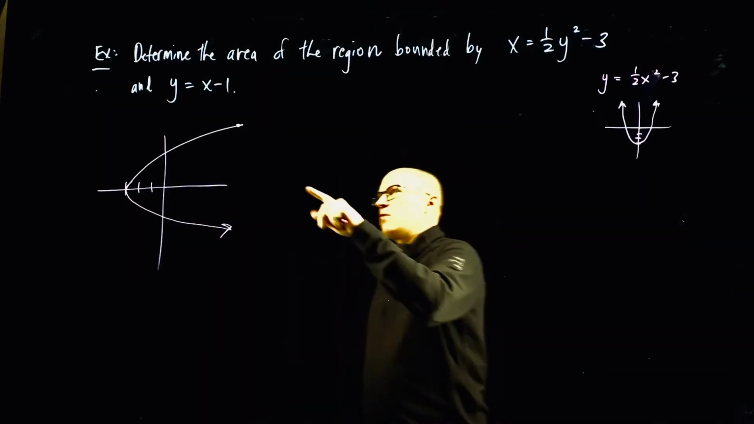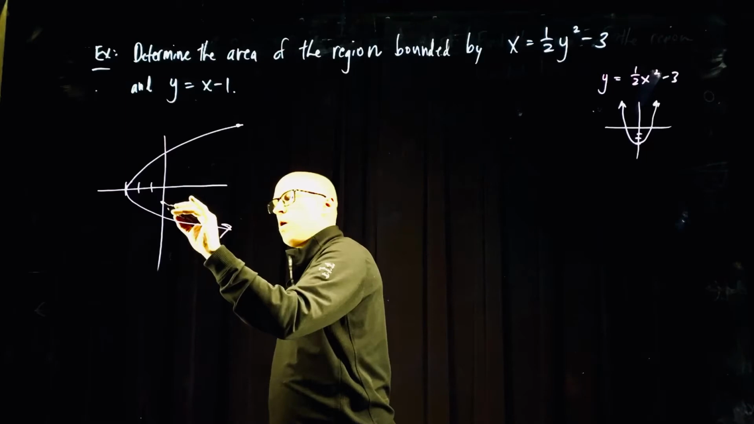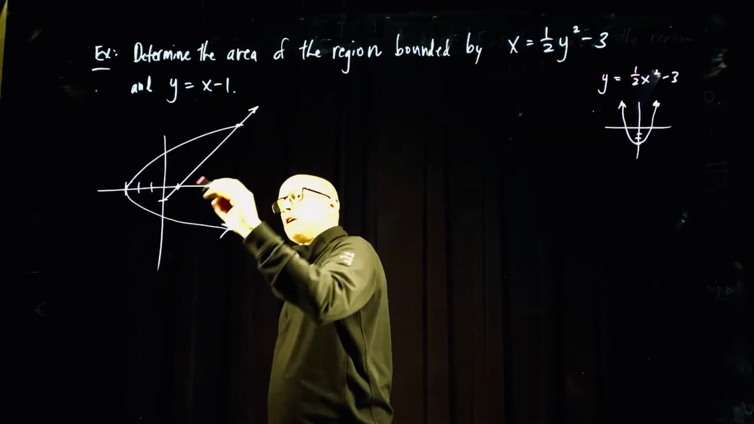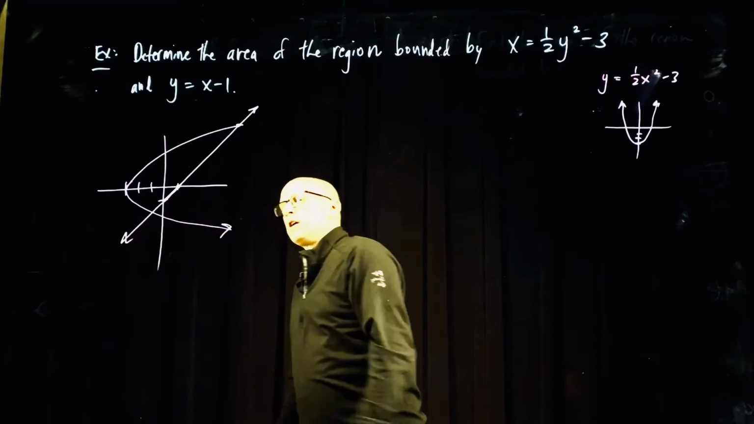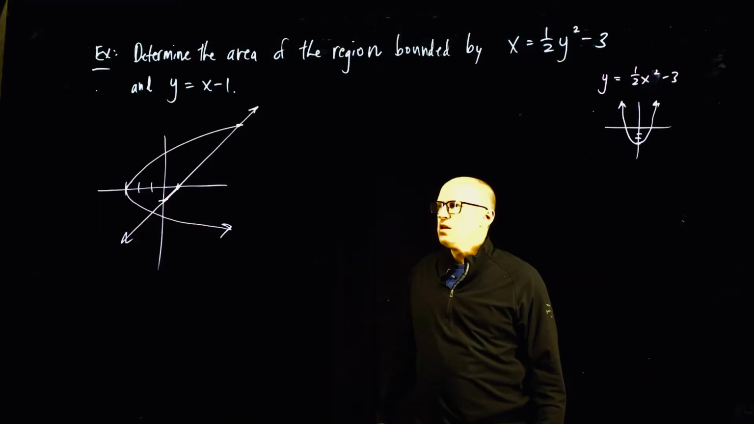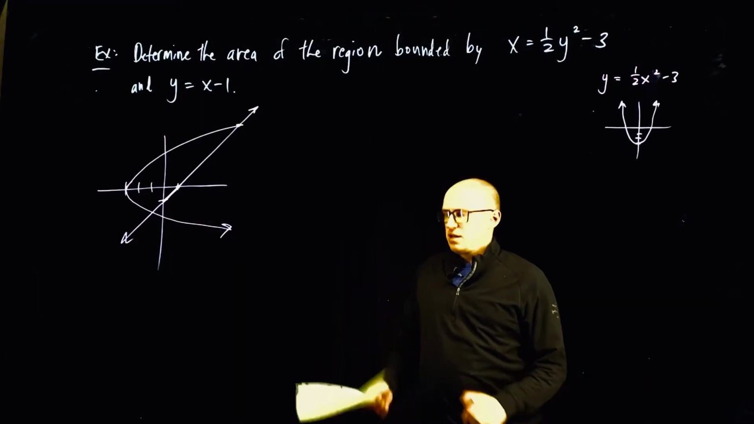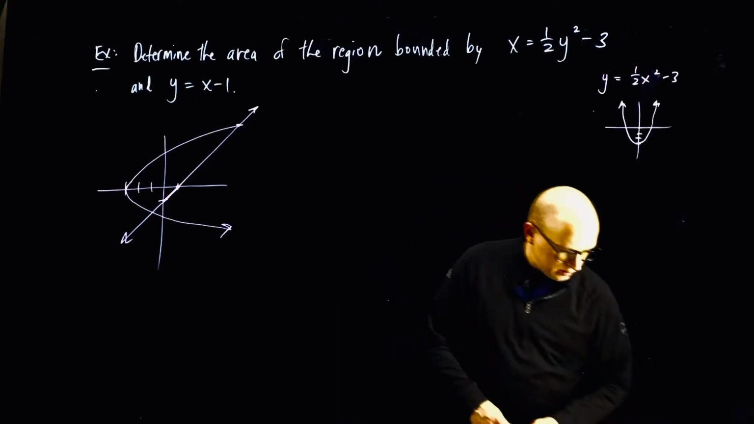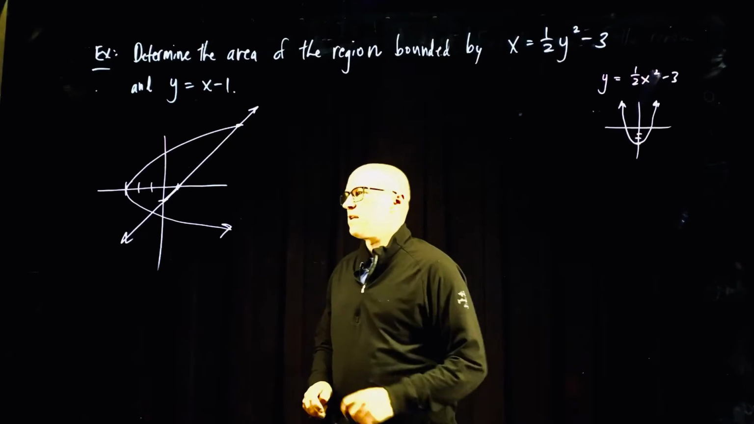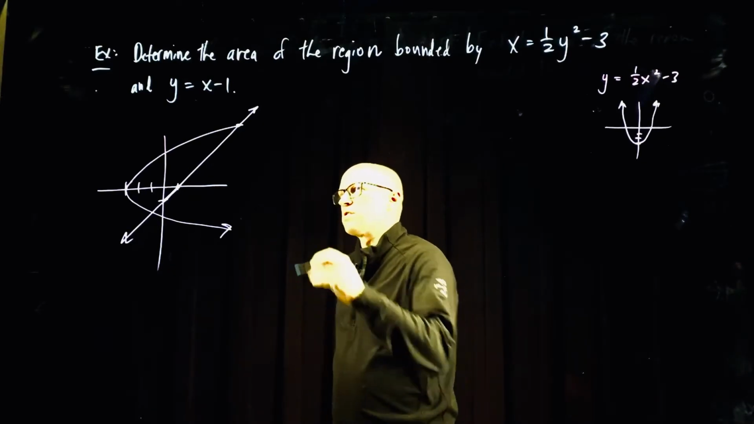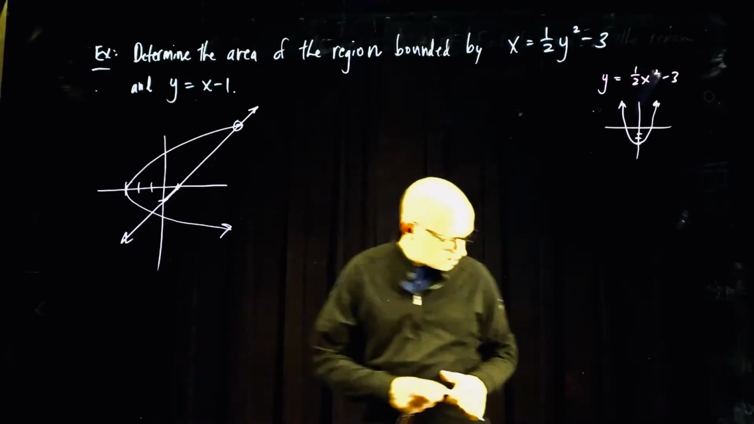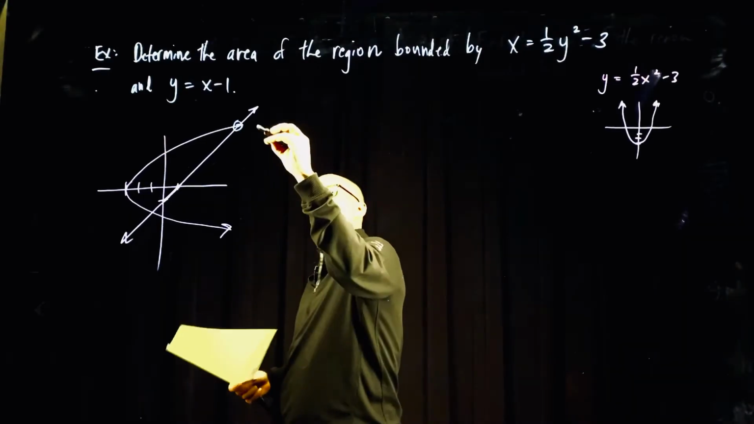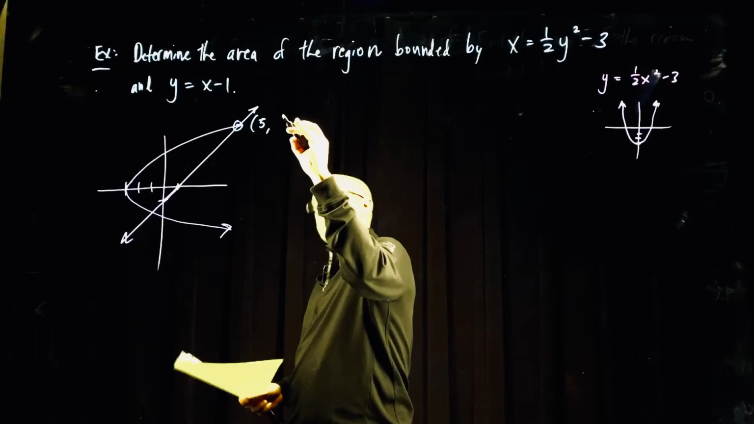And then we have the line y equals x minus 1. That's going to be like this. Maybe it has a slope of 1. Boom. Here we go. Okay, so we're going to integrate this. And if we're going to figure out how to integrate this, we need to know where these intersect. So where do these intersect? I better check and see where those intersect. This is the coordinate (5, 4).